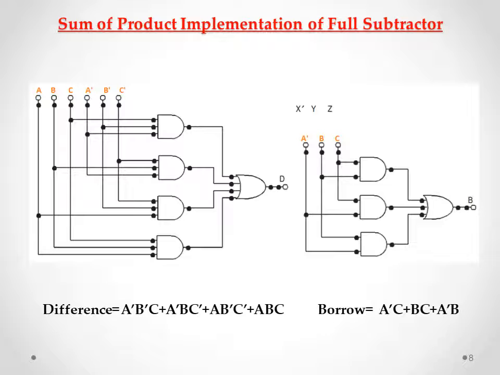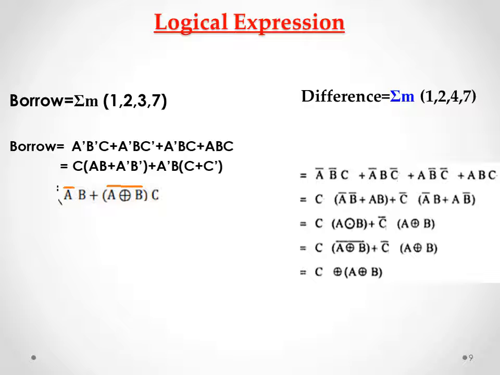This is the sum of product implementation of the full subtractor circuit for difference and borrow. Here with this implementation we need more AND gates and OR gates. Now we are simplifying the logical expression by using Boolean algebra, and so the difference expression is simplified into A exclusive-OR B exclusive-OR C, and the borrow expression is simplified into A bar B plus A exclusive-OR B bar into C. We reduce the logical expression to reduce the number of gates required to design the circuit.